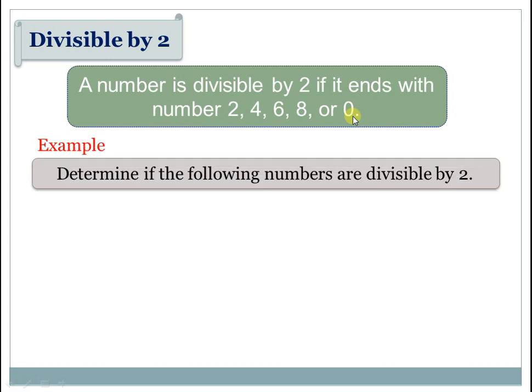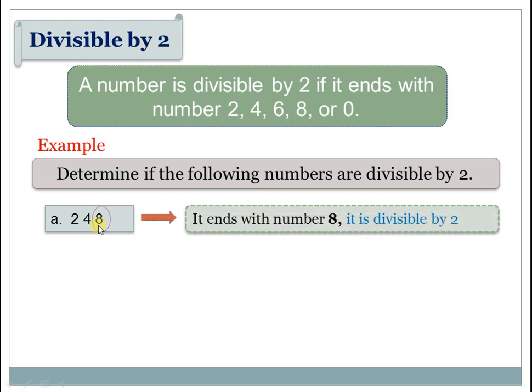Now let's have the following and determine if they are divisible by 2. Again, if the number ends with 2, 4, 6, 8, or 0, we have divisible by 2. Is 248 divisible by 2? The last digit is 8. Therefore, 248 is divisible by 2.